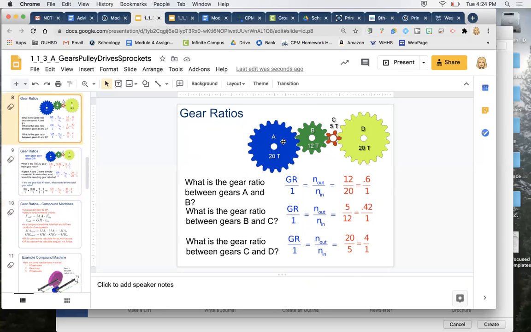I want to show you the gear ratio in this one. The way that I would calculate it is I would take B over A. Remember, I'm driving. My A is my driver. So I'm going to take B over A, 12 over 20. That's 0.6 to 1 is my gear ratio.